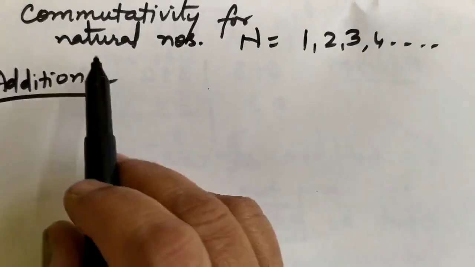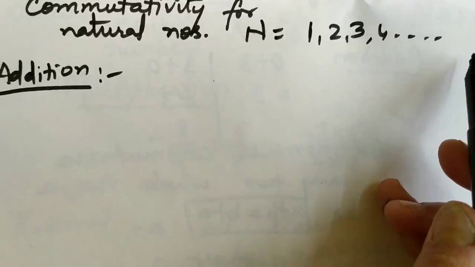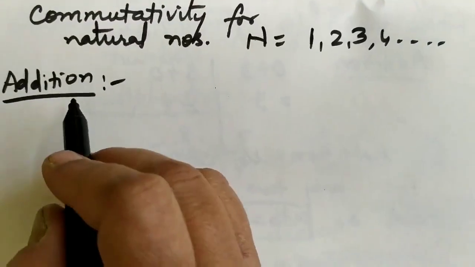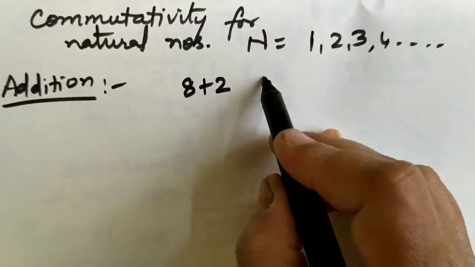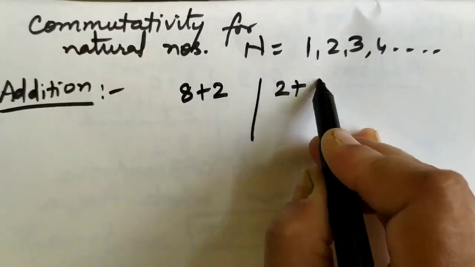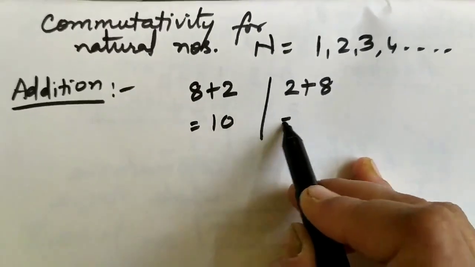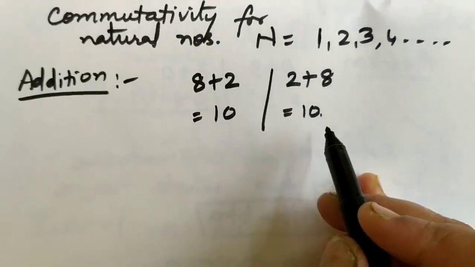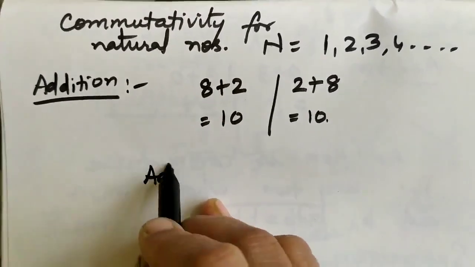Now let us study the commutativity for natural numbers, 1, 2, 3, 4 up to infinity. Now let us see for addition. If we take two numbers, 8 plus 2, and interchange the numbers, it will be 2 plus 8. Here the answer is 10. Here also, 2 plus 8, the answer is 10. When we get the same answers by interchanging the numbers, we can say that addition is commutative.